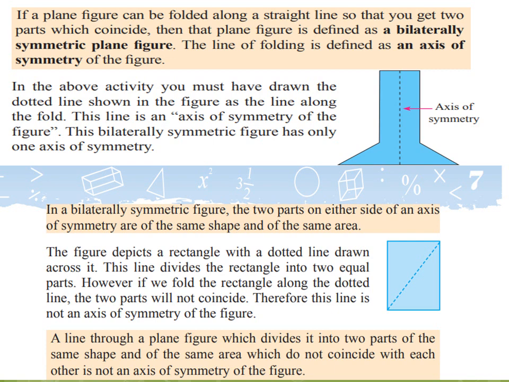So, a line through a plane figure which divides it into two parts of the same shape and of the same area which do not coincide with each other is not an axis of symmetry of the figure. So, in here also you can identify that this is not an axis of this plane figure. Okay, let's move on.